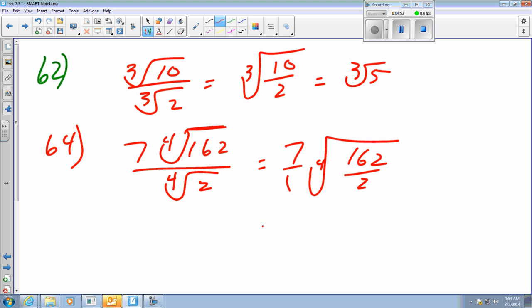I simplify, I get 7 times the fourth root. 162 divided by 2 gives me 81. 81 is on my card. The fourth root of 81 is 3. 7 times 3 is 21. Let's now jump to 68.